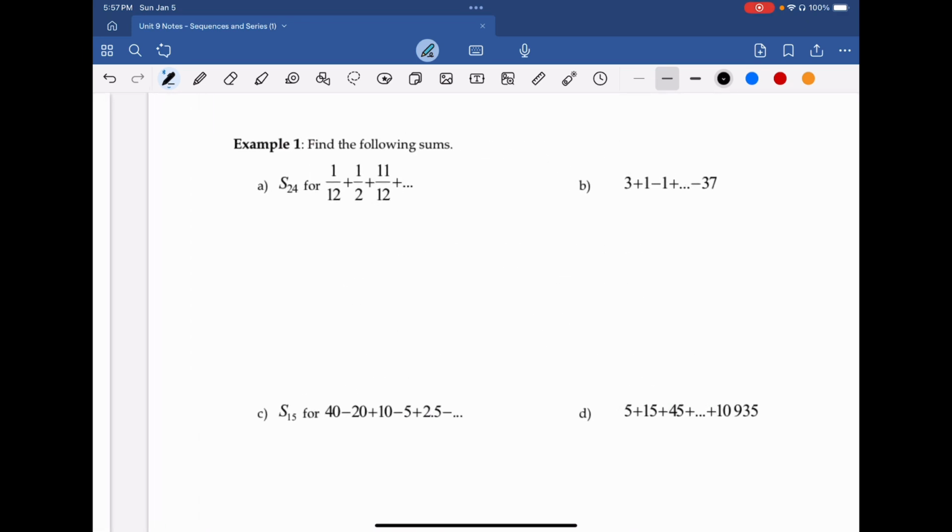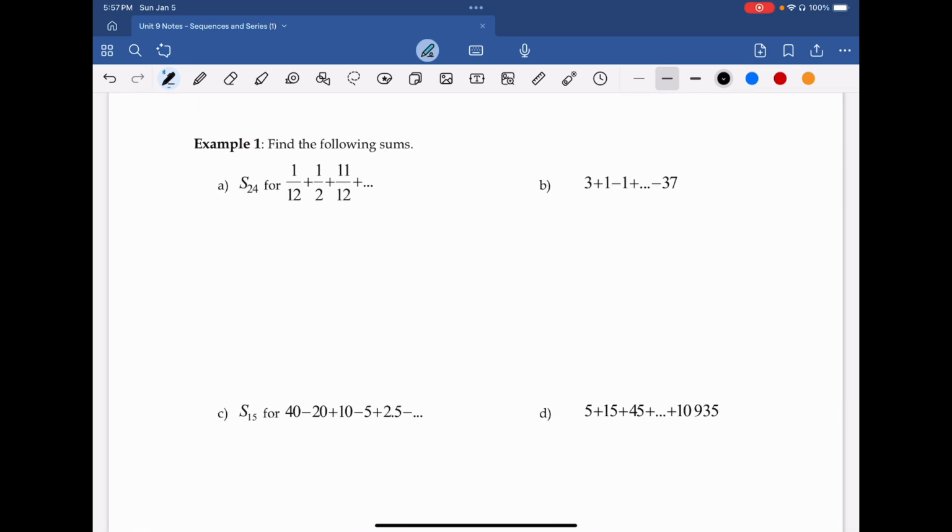All right. Now, in example 1, we have the following situation where they just give us some sequences. They say, we're going to add or subtract or do a mixture of those, and then I'm going to give you a sequence that has a bunch of terms in that sequence. Now, in this given situation, they say find the following sums, and depending on what they ask for, they might just say for the entire thing, or for a certain amount of terms.